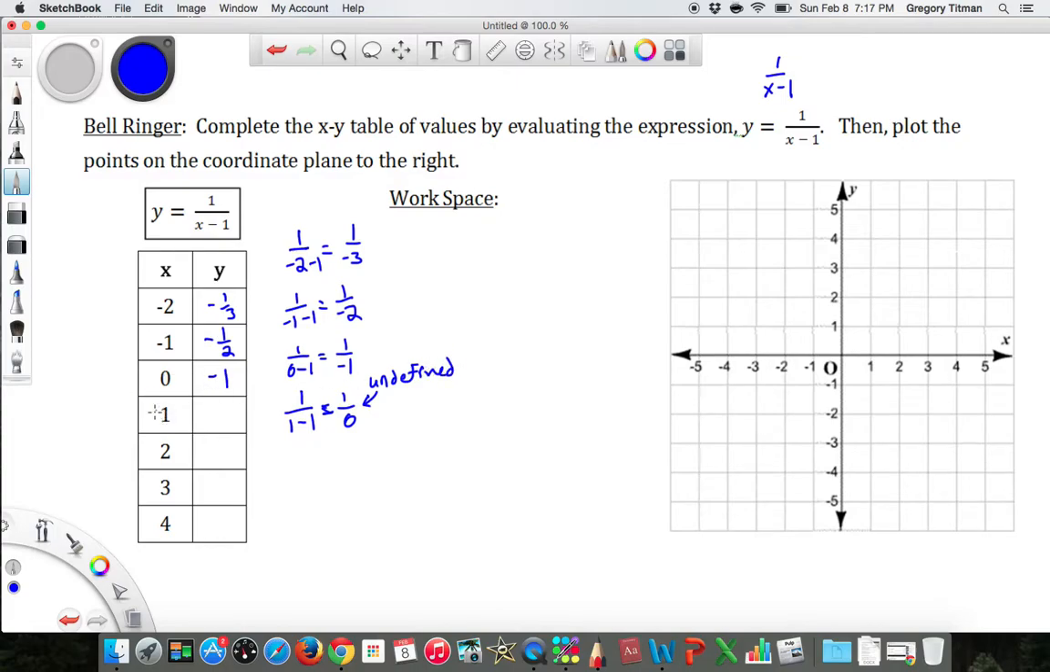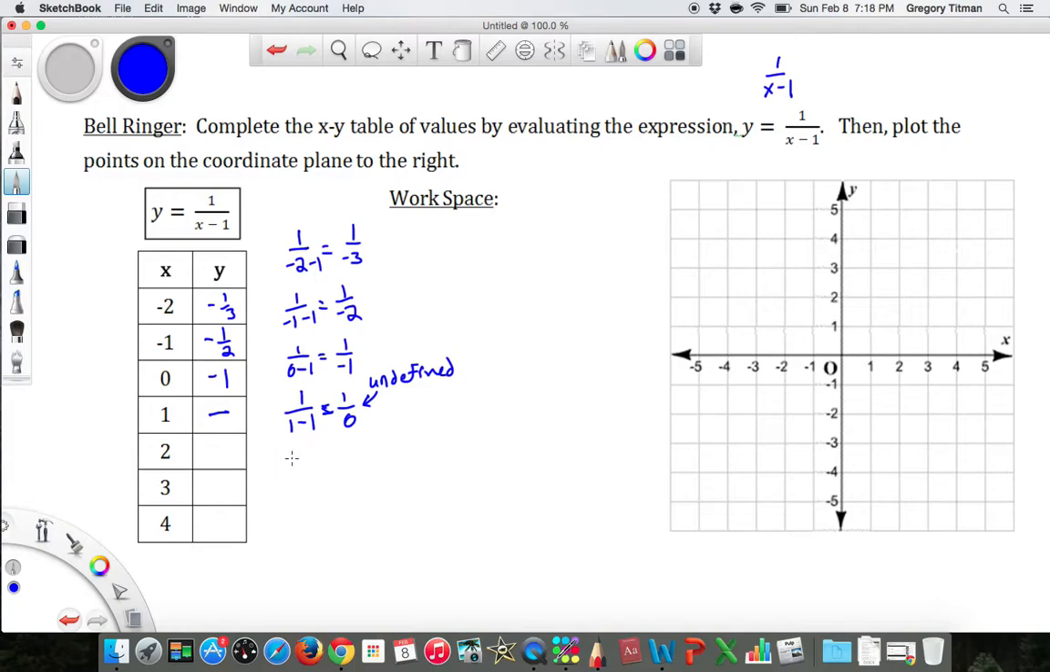Okay, so when we try to evaluate this function for the domain x equals 1, that makes the function undefined. Therefore, there is no corresponding y-coordinate. There is no range for that domain. So I'm just going to put a line here to indicate there is no y value when x equals 1, because again, that makes the denominator 0, which makes this expression undefined, or the function is undefined.